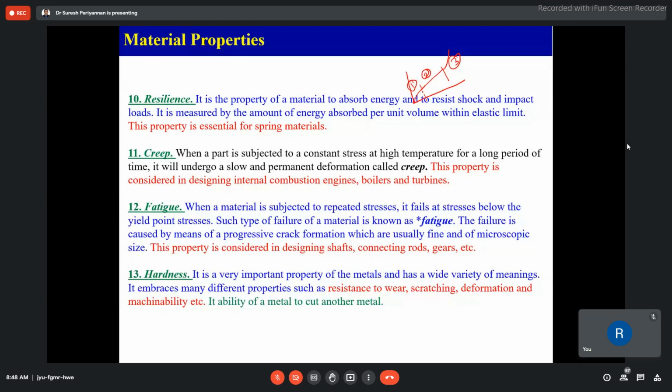When the component is subjected to load within the elastic limit, the material is going to fail within the elastic limit also, because we are applying the cyclic load, compressive and tensile, because of the crack propagation behavior.